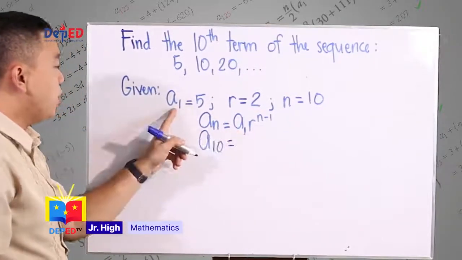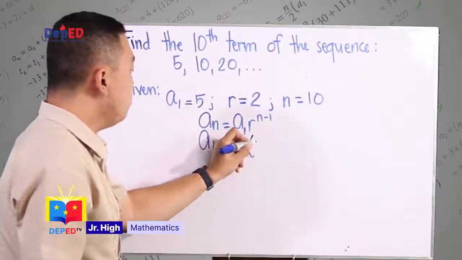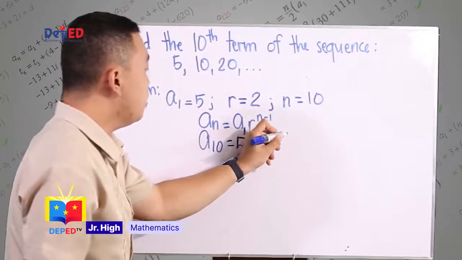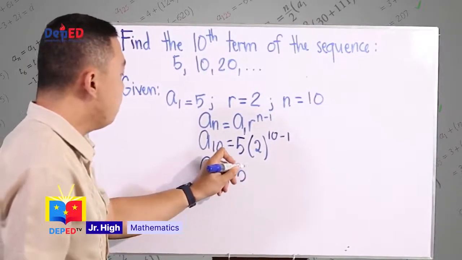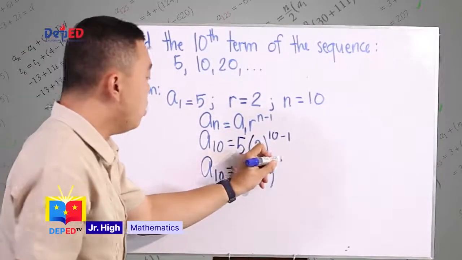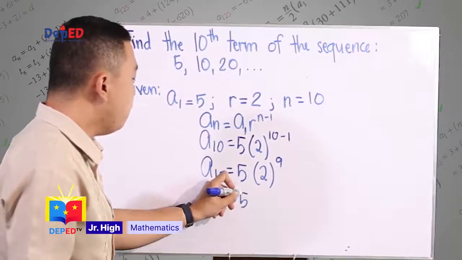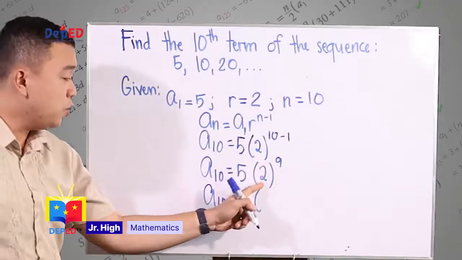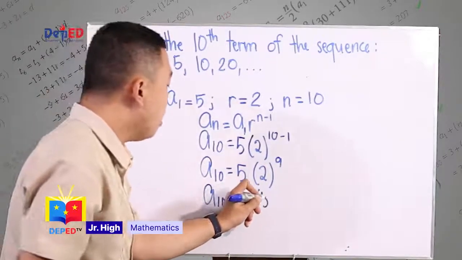equal to our a sub 1, which is 5, our r is 2, raised to n, our n again is 10, so that's 10 minus 1. Next, we'll have a sub 10 is equal to 5 times 2 raised to 10 minus 1, which will give us 9. Then you have a sub 10 is equal to 5 times 2 raised to 9. It means that you have to multiply 2 by itself 9 times, which will give us 512.